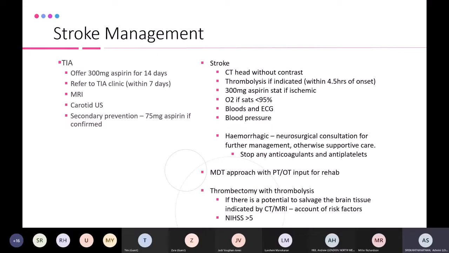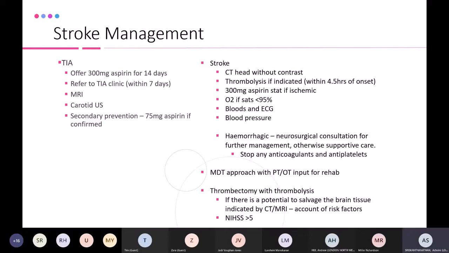For hemorrhagic, you'd refer them to neurosurgery, to get their input for any further management. Otherwise, if they don't think any surgical management is required, then it's all about supportive care. You stop any anticoagulants and antiplatelets to stop adding to the bleeding risk of the patient as well.